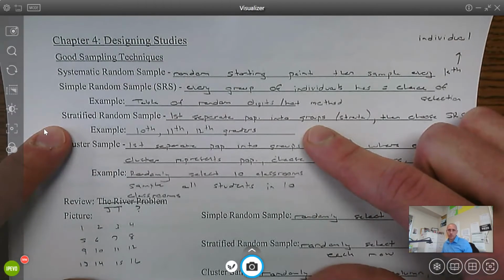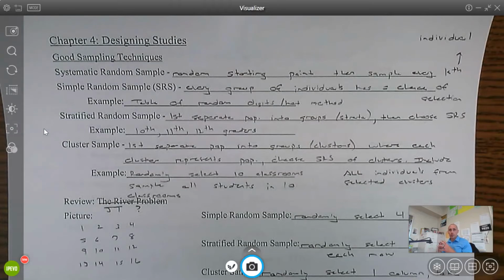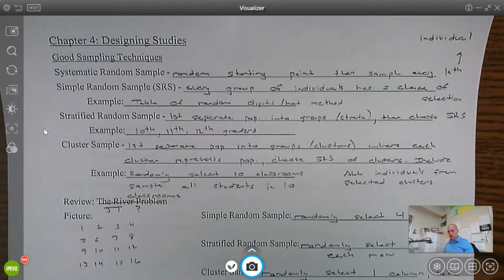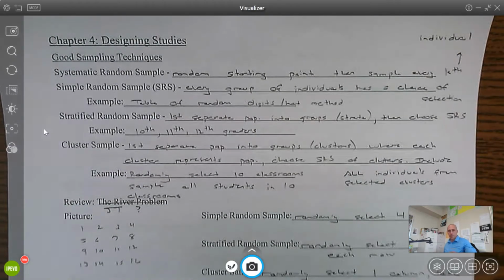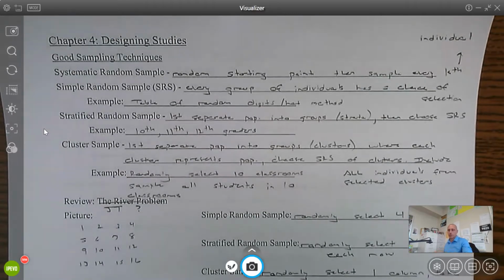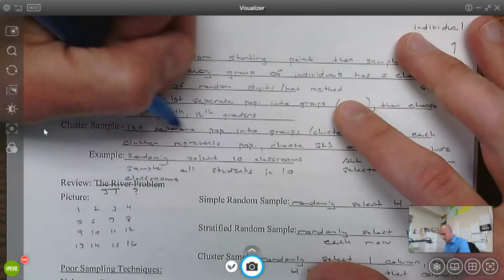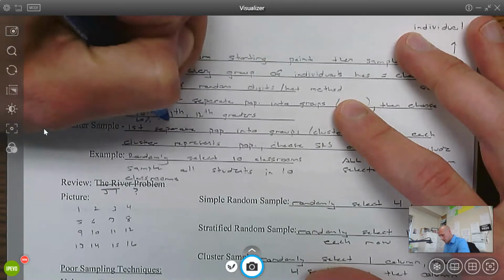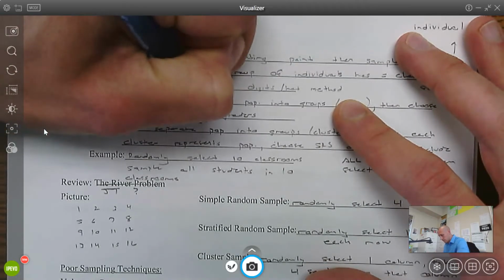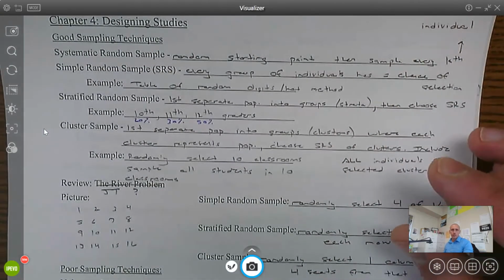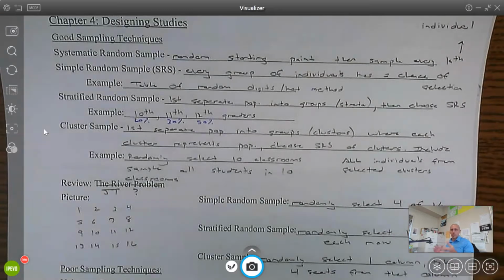Stratified random sample. That's where you separate the population into different strata that are similar and then choose a simple random sample of each. So if we split the high school into 10th, 11th, and 12th graders, they're all similar within those strata. And then I randomly sample some of 10th grade, some of 11th grade, some of 12th grade, proportional to the overall amount. So if I know that 20% of the school is 10th graders, 30% 11th graders, and 50% seniors, in my sample, I'd want to sample the same proportion.